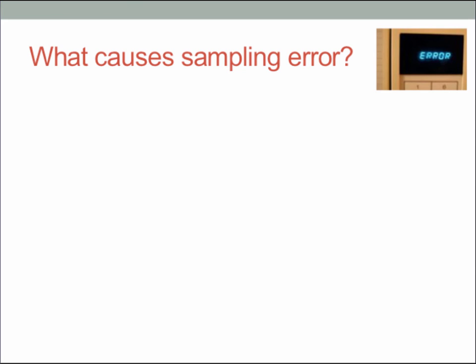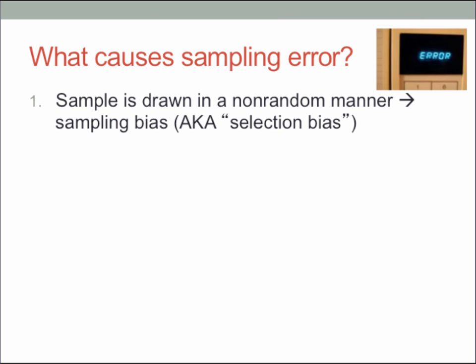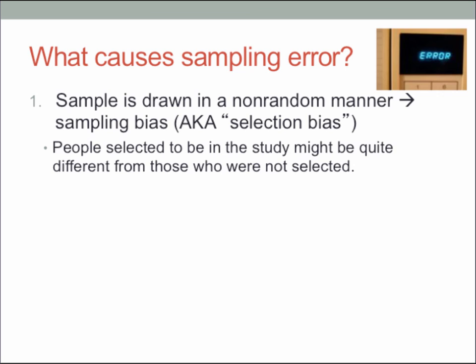But what causes sampling error? What causes this difference in our sample statistic and our population parameter? Well, one is the sample is drawn in a non-random manner. What we call this is selection bias. Did every single person have an equal chance of being selected to be part of your sample or not? People selected to be in your study might be quite different from those who were not selected.